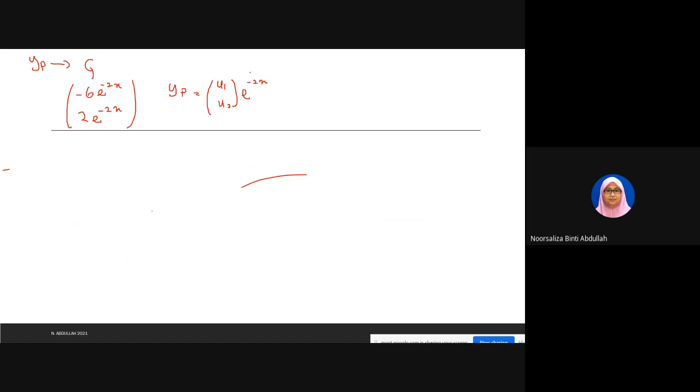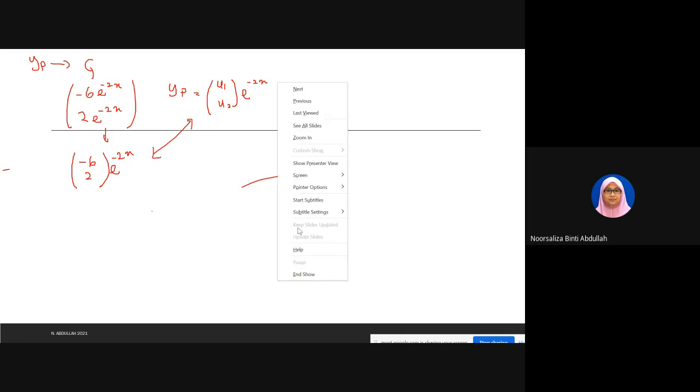Now this one, you compare with this one. You see the pattern, is it the same? The same, right? If you take out the exponent here, then you will have minus 6, 2, exponent minus 2x. So this one and this one, is the pattern the same? Same.